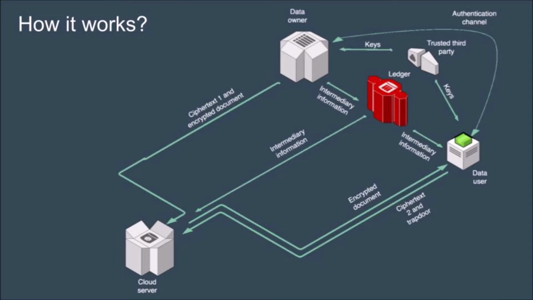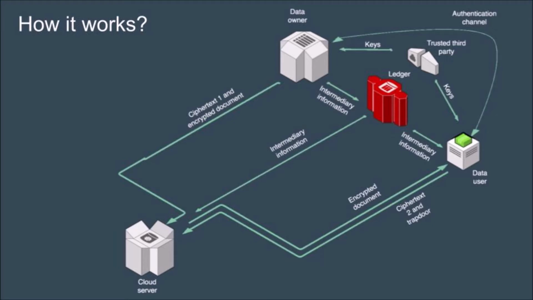First, the trusted third party generates and securely delivers key to the data owner, Alice in this case, and the data user, the Bob, the doctor. The data owner, also known as Alice, selects her typhoid history document, encrypts it to generate a ciphertext, the encrypted document, and some intermediary information.